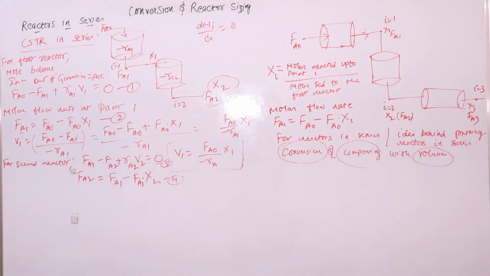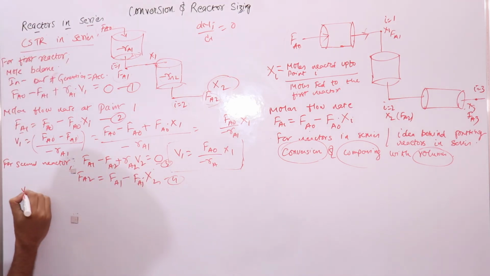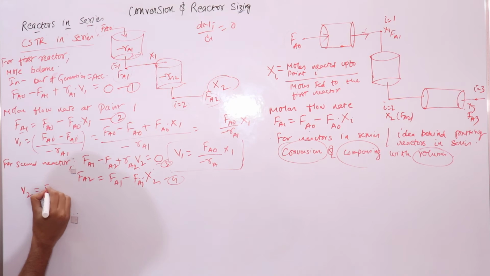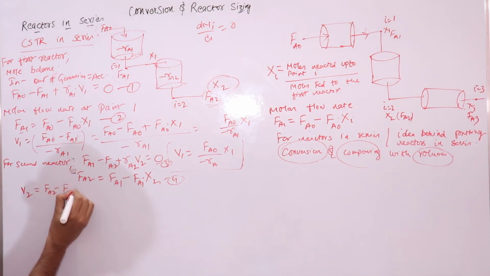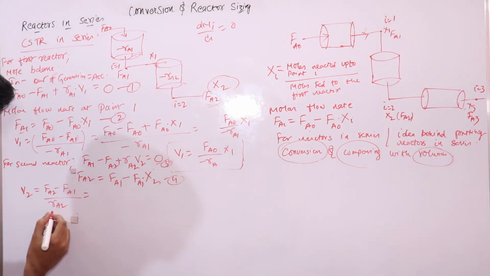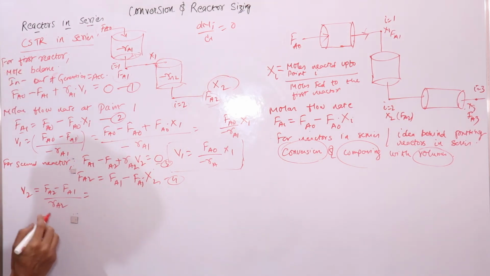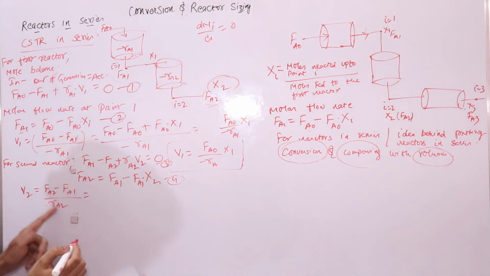If you solve this, from here the V2 would be Fa2 minus Fa1 divided by Ra2. Right? Or I can also write it like this. Fa1, because this Ra2 is minus, it will just show that, or this is also correct. I've just used the minus sign. If you take this, it will become like this.